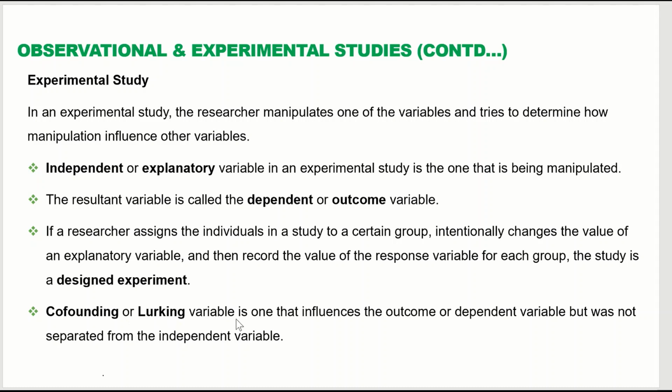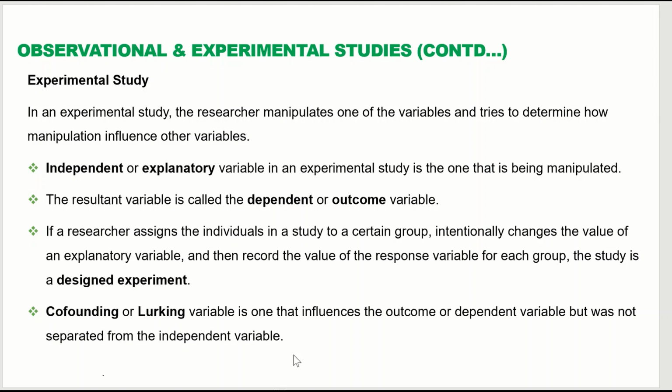Okay. The last thing we need to know in experimental study is the confounding or lurking variable. The confounding or lurking variable is one that influences the outcome. It will change the outcome, or the dependent variable. Sometimes it can change the dependent variable or the outcome variable, not sometimes, in fact most of the time.